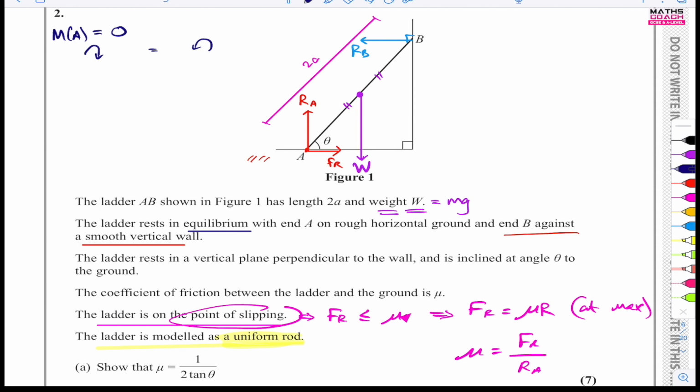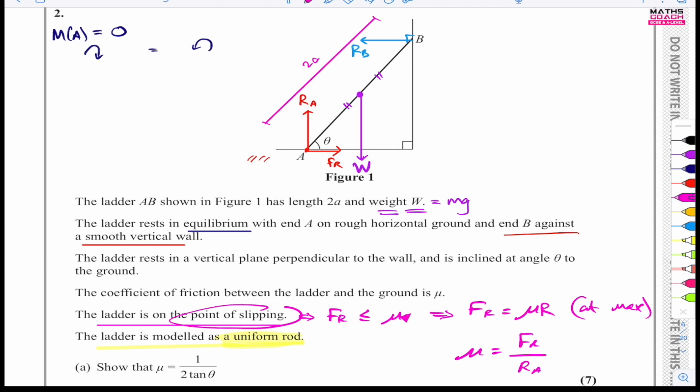Now, the fact that the red forces, the reaction force at A and friction, they both originate from point A. So if we were to take moments from point A, the turning effect of those forces will have a magnitude of 0, because they go through point A. So the distance from point A is 0, therefore no moment from those two forces. So we can literally just ignore those forces now. So the only two forces that remain are the weight and the reaction at B.